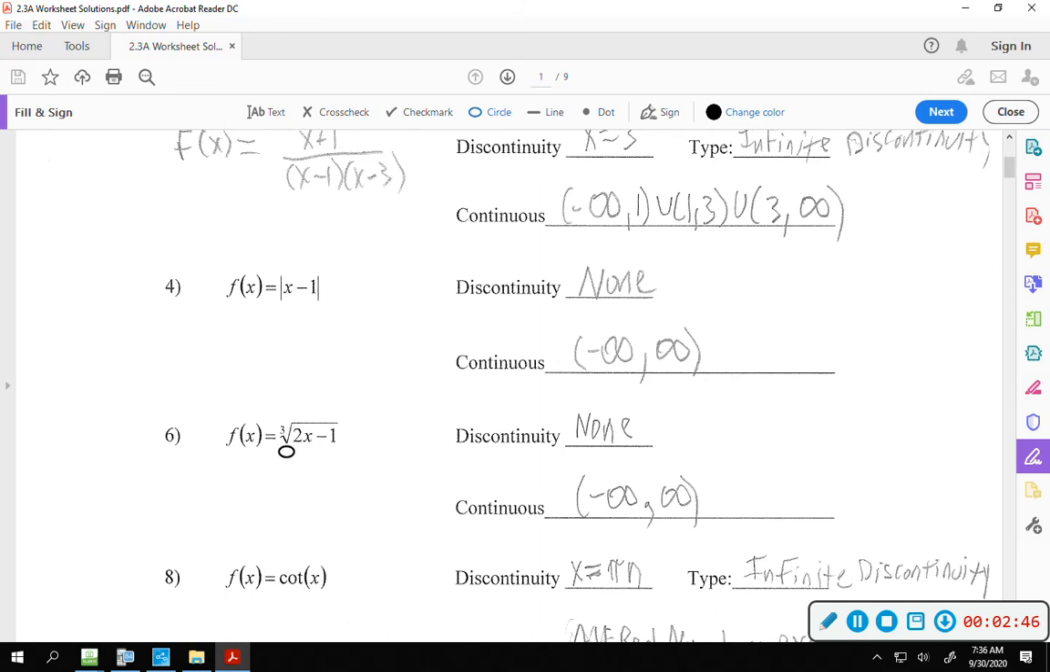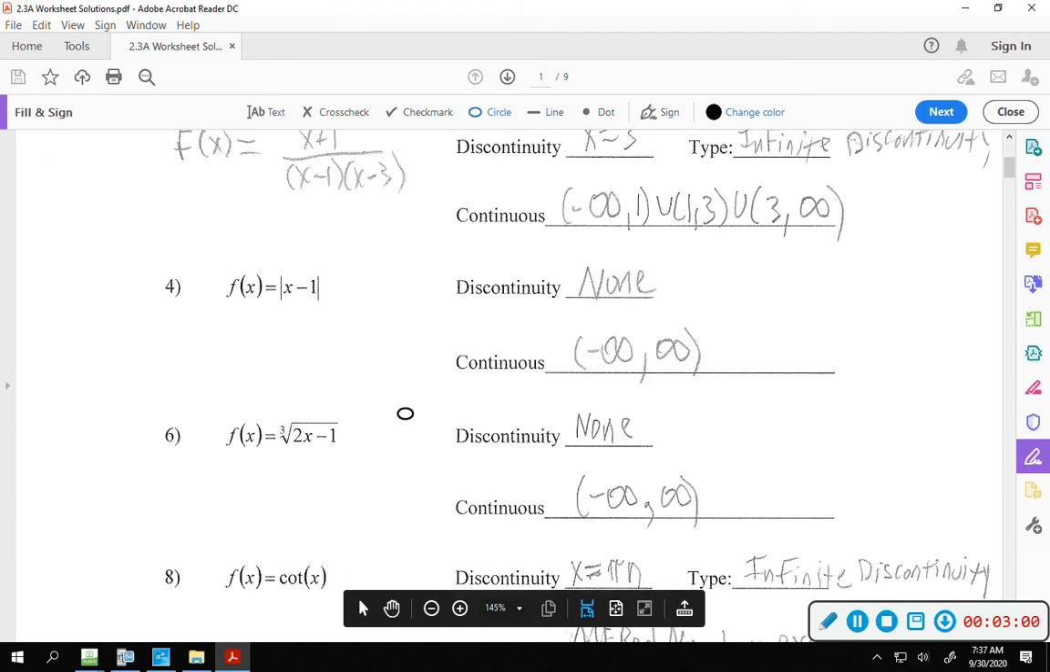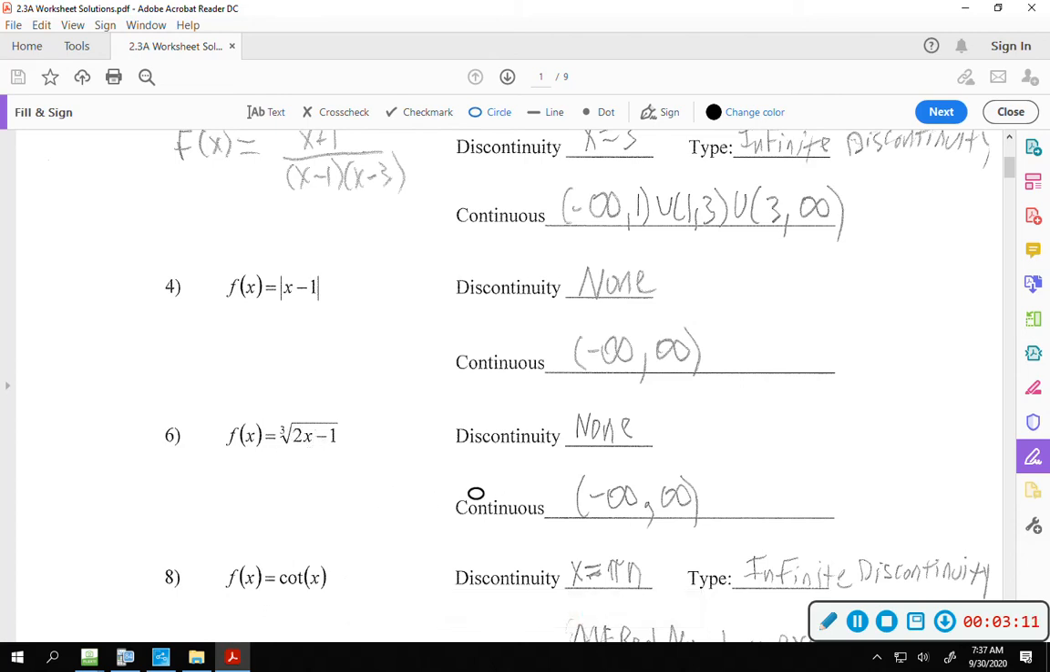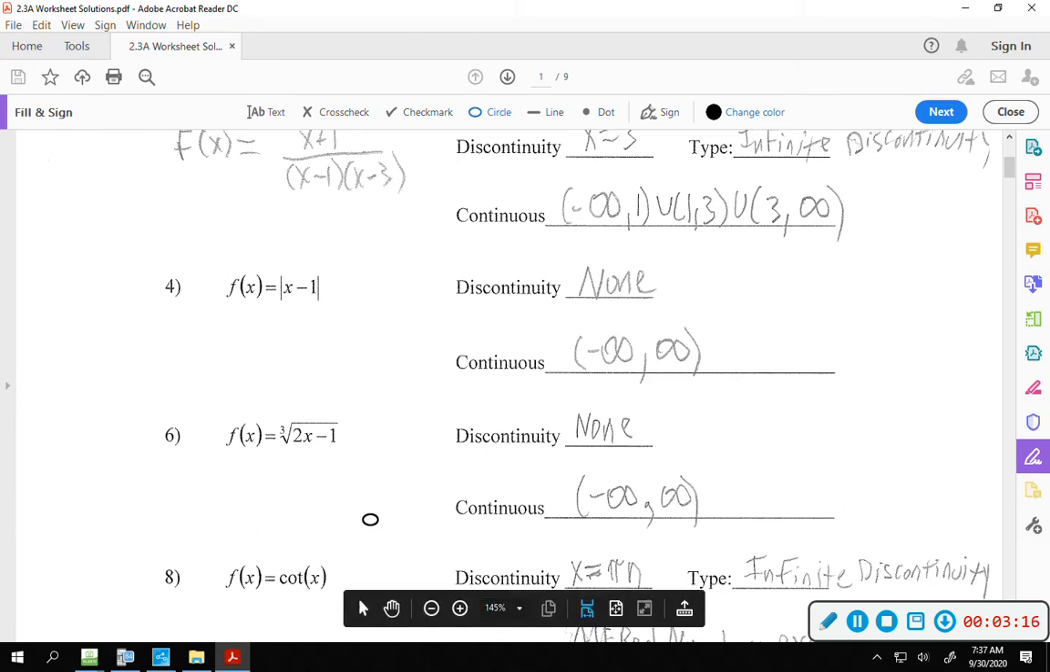Problem 6. Again, a cubic function. A cubic function is continuous everywhere. We can take the cube root of any number, positive or negative. So the cube root function is a sideways cubic. And again, you can look at it in your calculator. Yes, it's been shifted and it has some shrinkage going on here because of the 2. But the fact of the matter is, there are no discontinuities. It is continuous from negative infinity to positive infinity. And again, if you want to look at it in your graphing calculator.